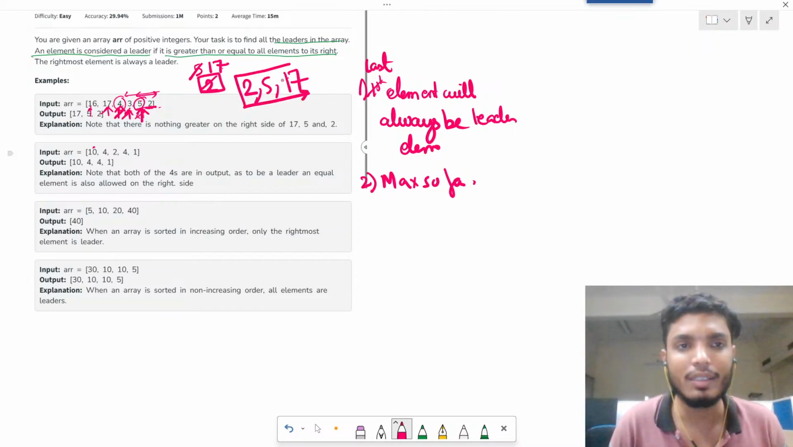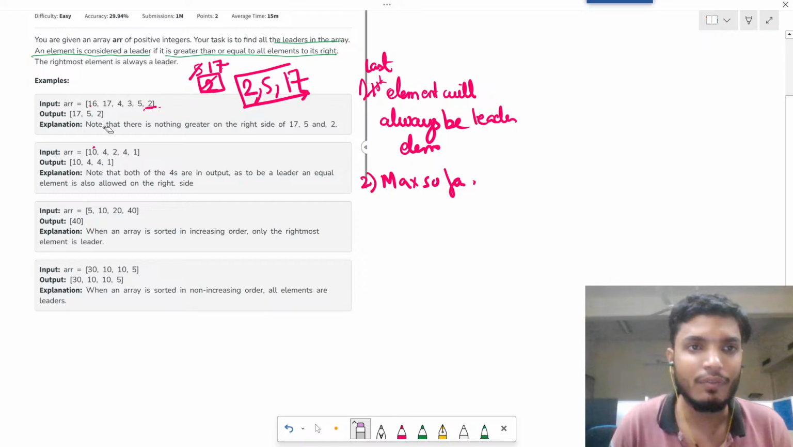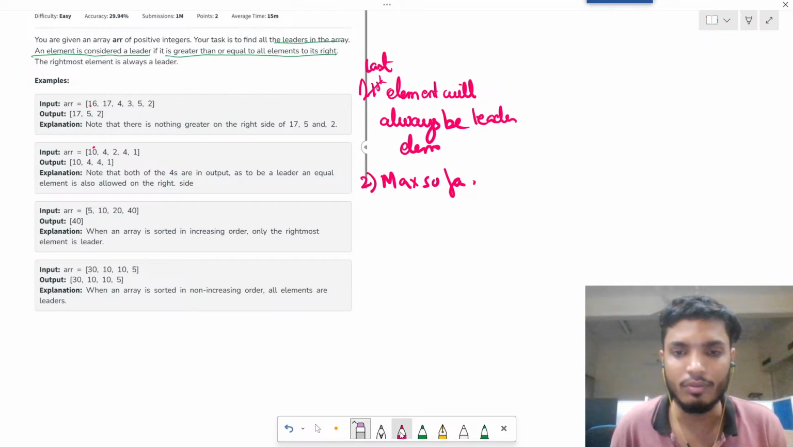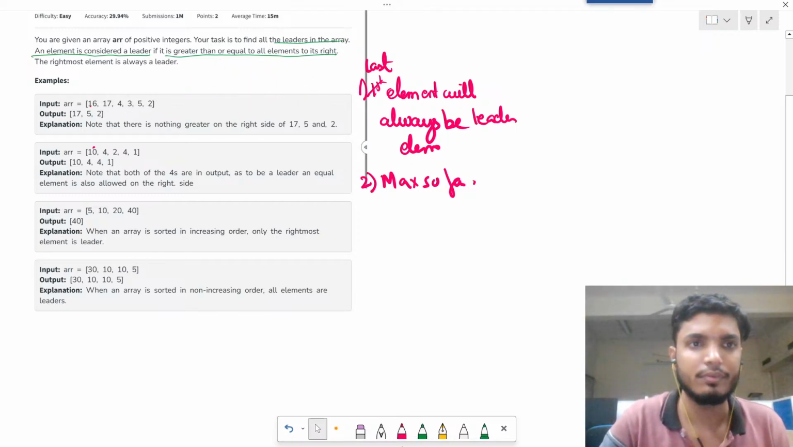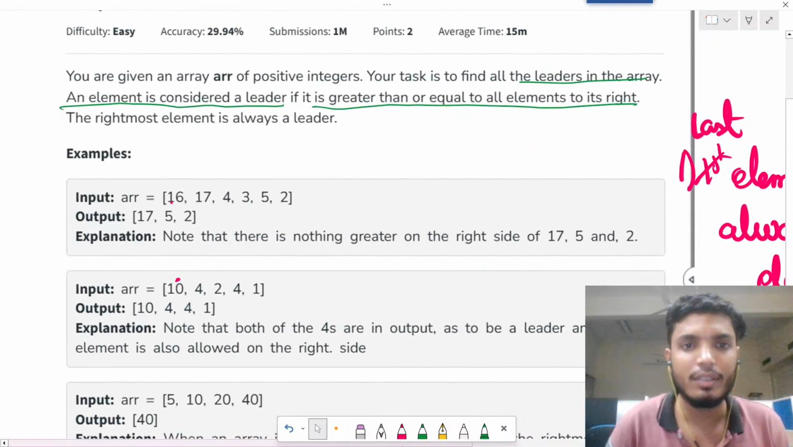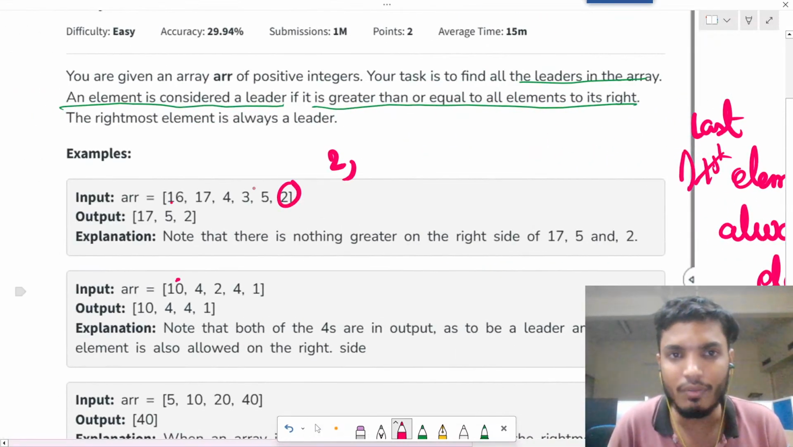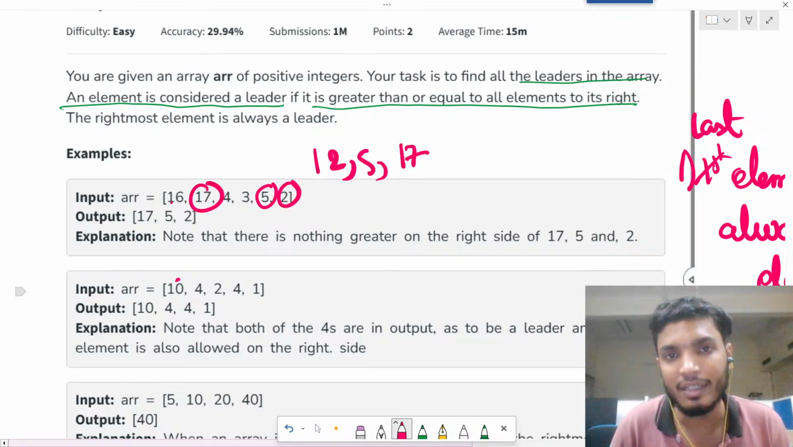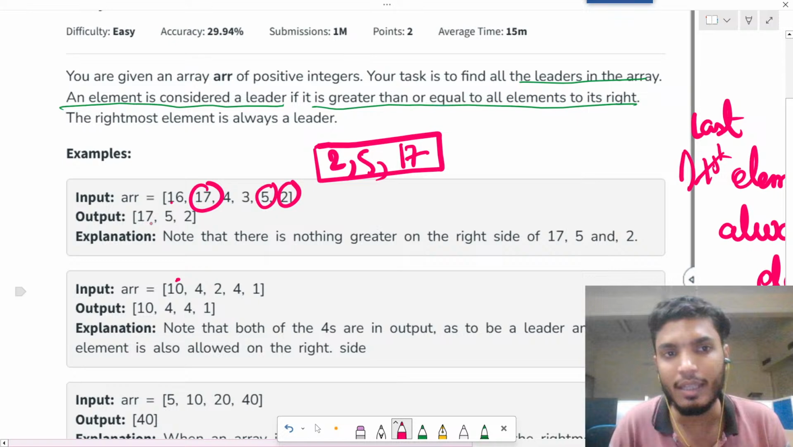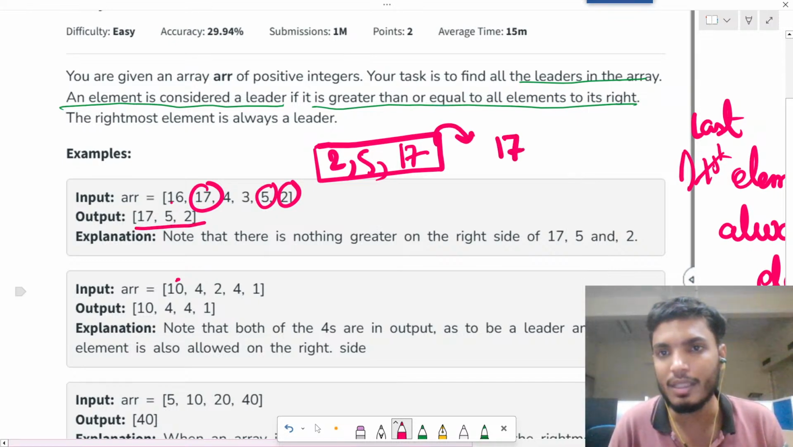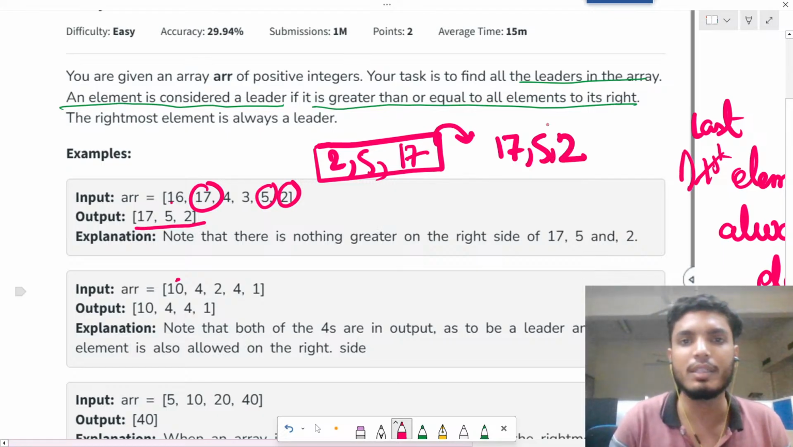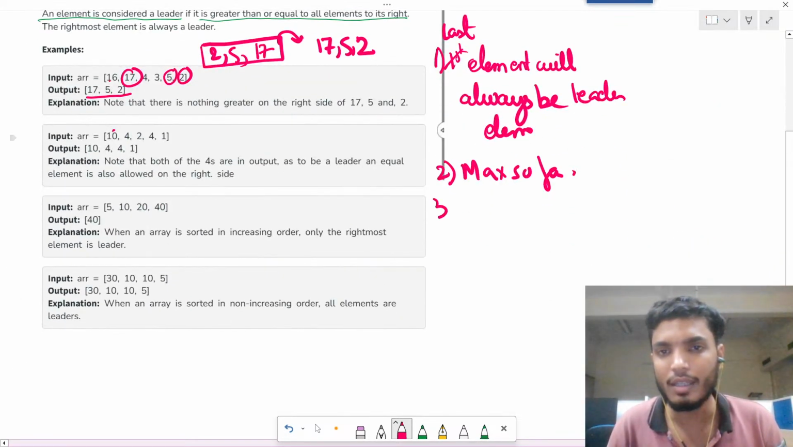So my vector will contain, look, the first leader was 2, the next leader was 5, the next leader was 17. So my vector will store like this. But the answer is 17, 5, 2. So I have to reverse this. So reversing will give me 17, 5, 2. So I will have to reverse my vector. So third is I have to reverse my vector.